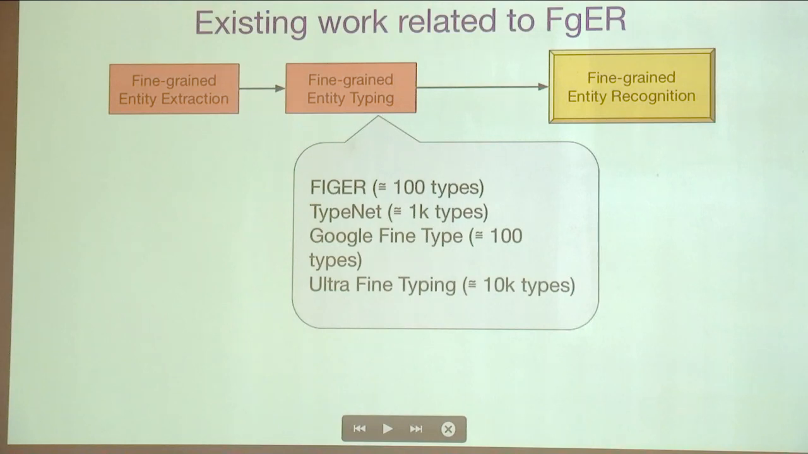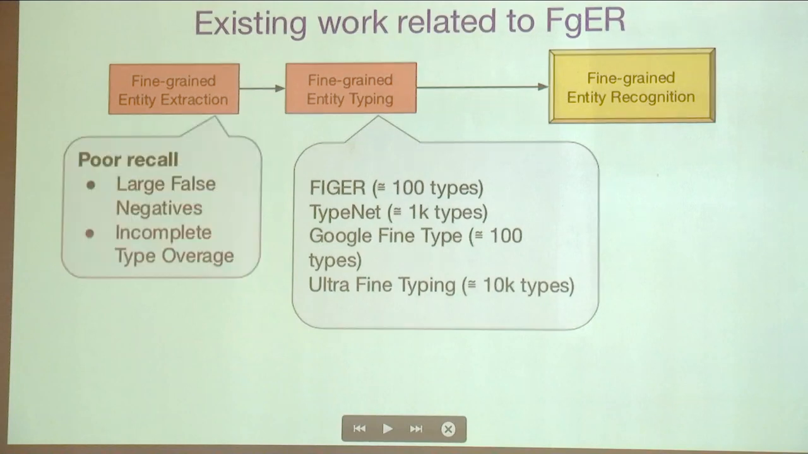What we observe is that when we try to do entity extraction for these types, we generally observe poor recall. The poor recall is due to two limitations of existing data sets. One is the presence of large false negatives, and the second is, if the data set does not have large false negatives, it has incomplete type coverage. Both of these lead to the issue of poor recall.